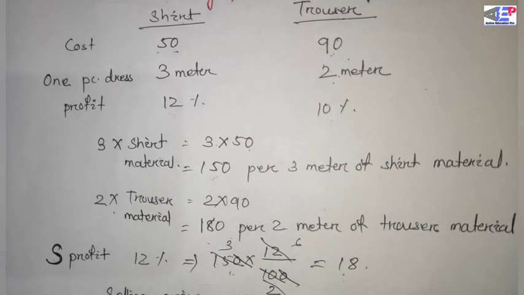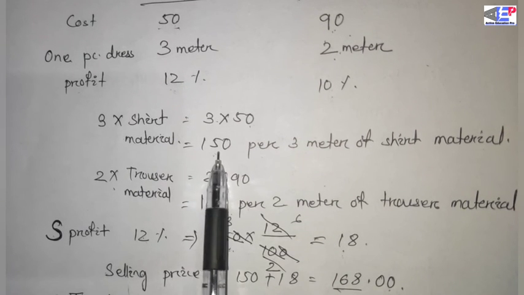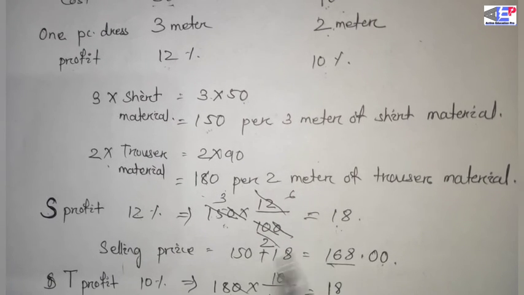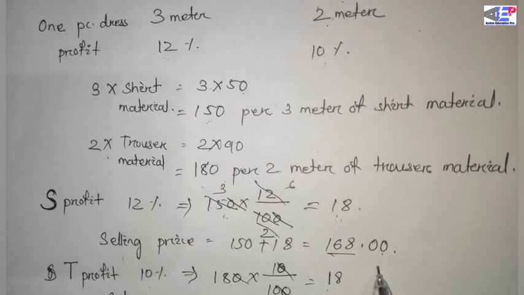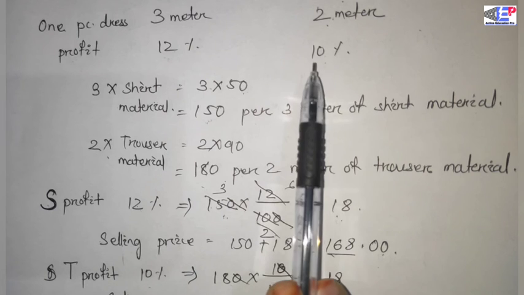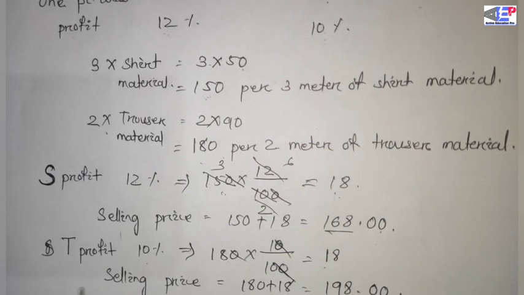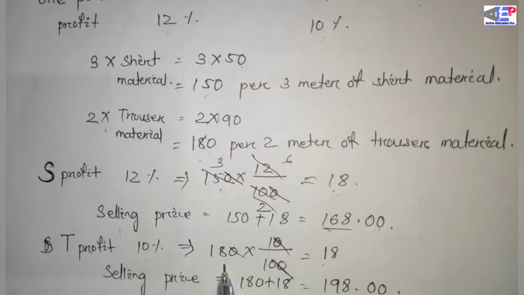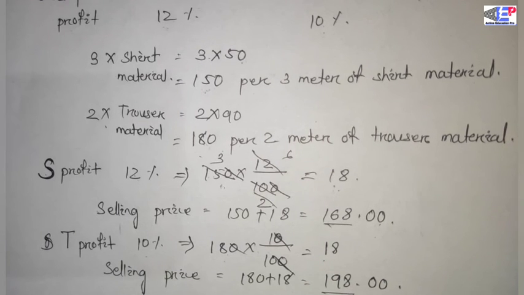And profit: he makes a profit of 12% on shirt material. So 12% of the cost price of shirt material, 150 into 12 by 100 is 18 rupees, and the selling price of the shirt material will be 150 plus 18 is 168 rupees. Similarly, he makes a profit of 10% on trouser material. The cost price of trouser material is 180 rupees and 10% of 180 is 18 rupees. Then the selling price of trouser is 198 rupees.